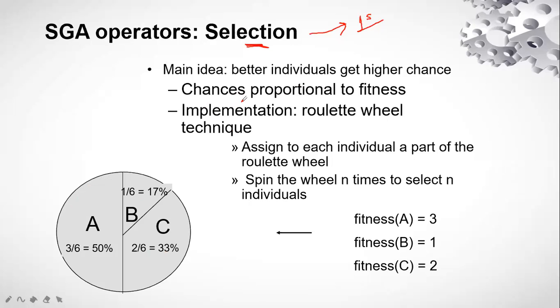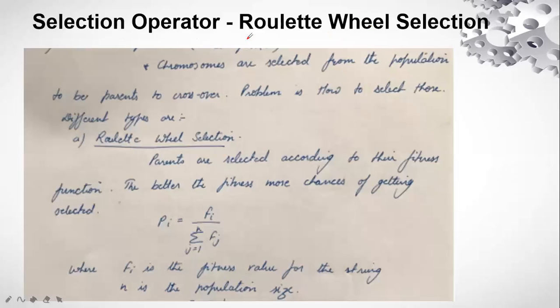Now what are the chances? Chances are proportional to the fitness. We all know we define a fitness value for each individual. According to the fitness value, whichever chromosome or individual has the best fitness value is going to be selected. Now we have a number of types of selection operators, which are used for different types of problems. The first type of selection operator is called the roulette wheel selection operator.